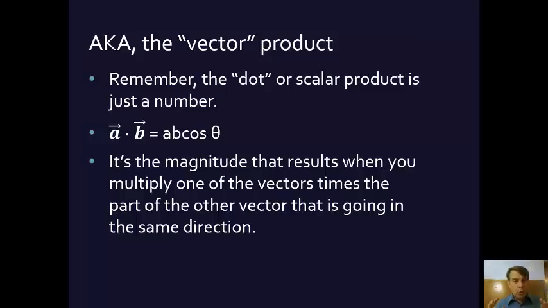So the reason this works is because A cosine theta is the part of A that's going in the same direction as B, and B cosine theta is the part of B that's going in the same direction as A. I don't want to spend time explaining it because I did a whole other video on it and I haven't even gotten to the cross product yet. But that is a review of vector addition and vector multiplication thus far.